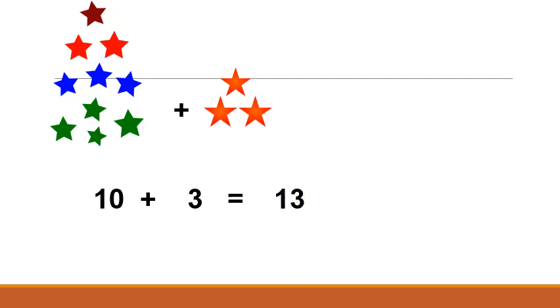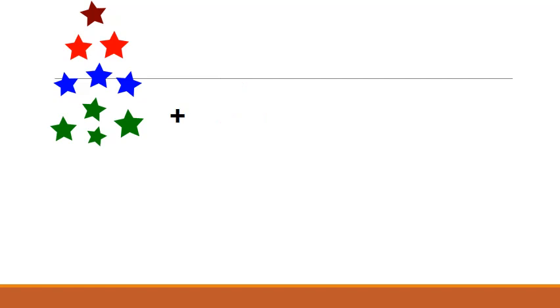Then again, group of 10 stars plus, we will add 1, 2, 3 stars. 10 plus 3 equals, count after 10: 10, 11, 12, 13. 10 plus 3 equals 13. There are total 13 stars.